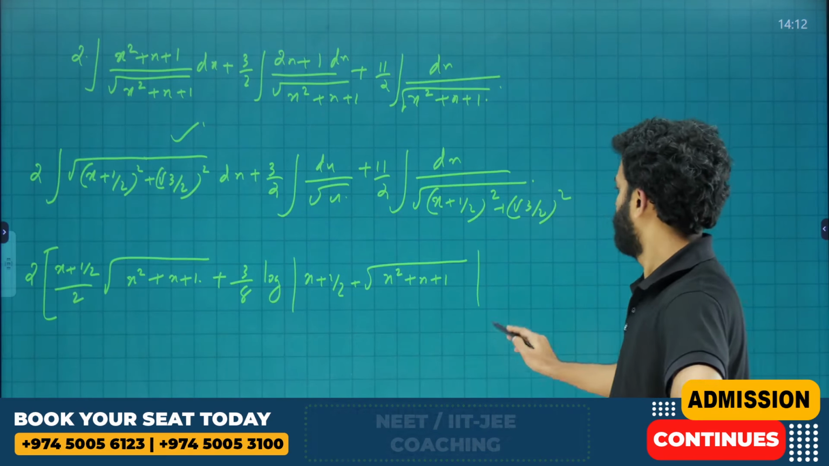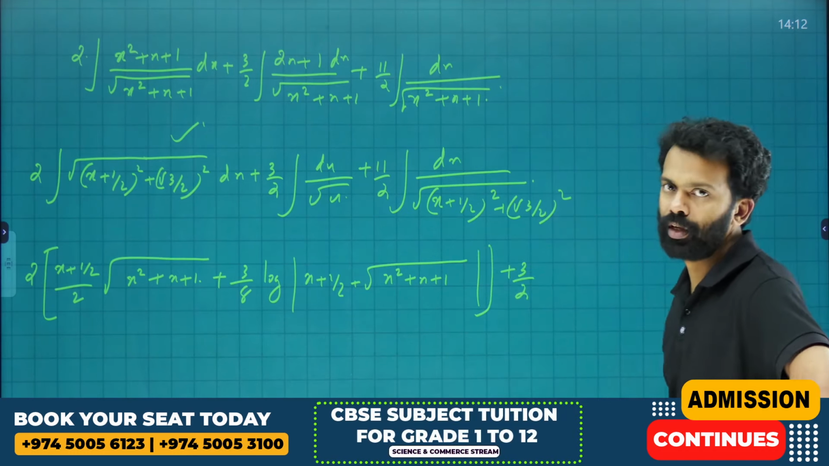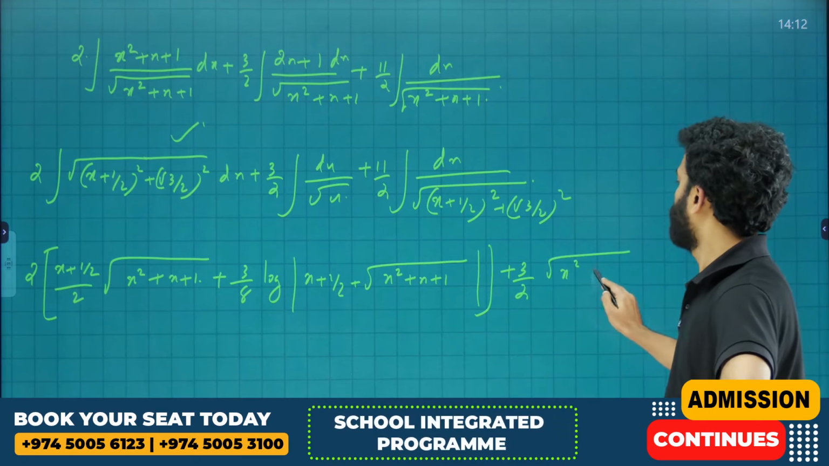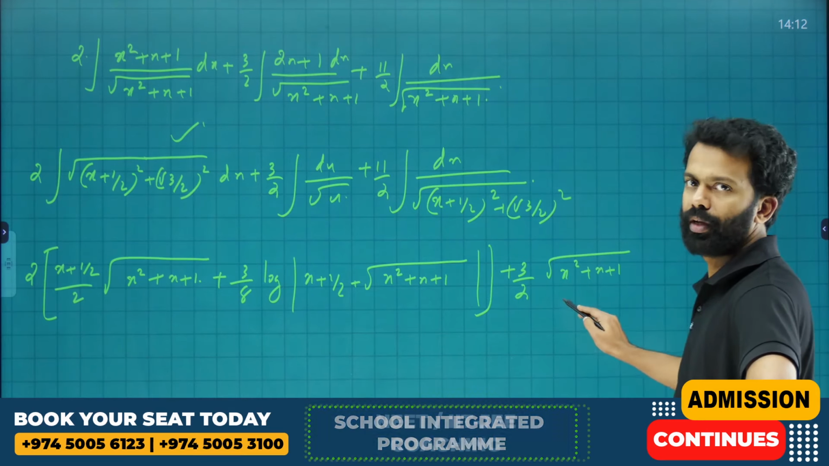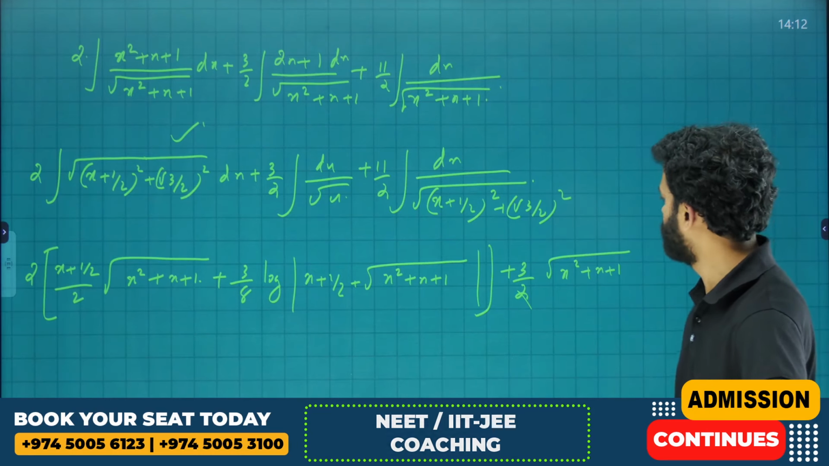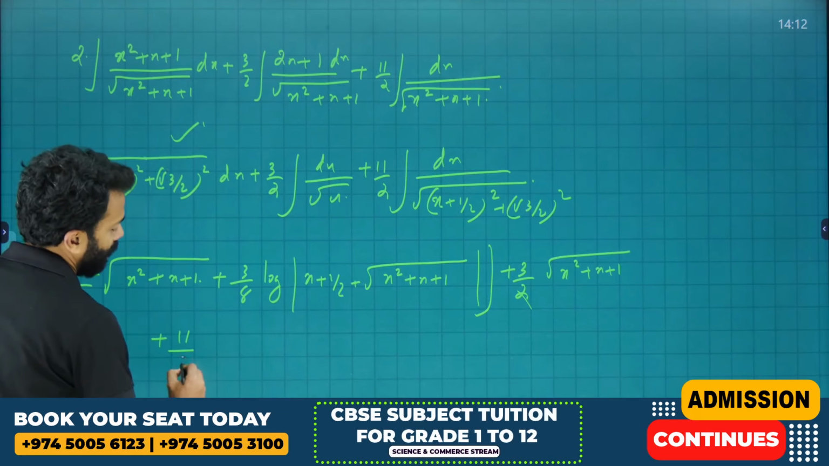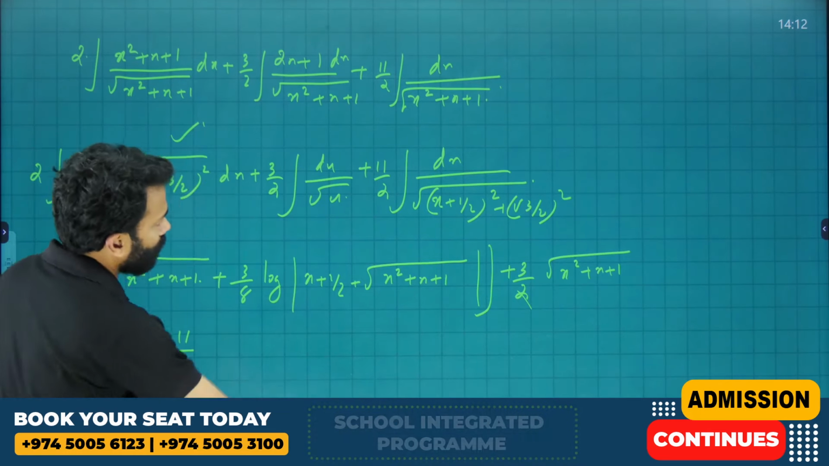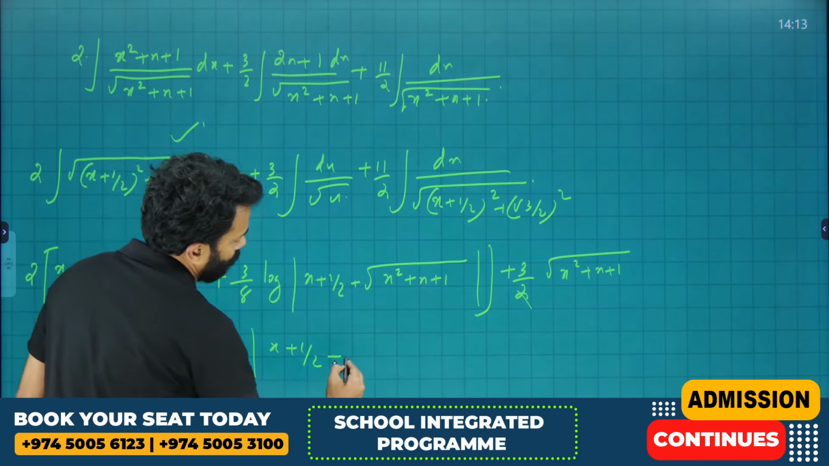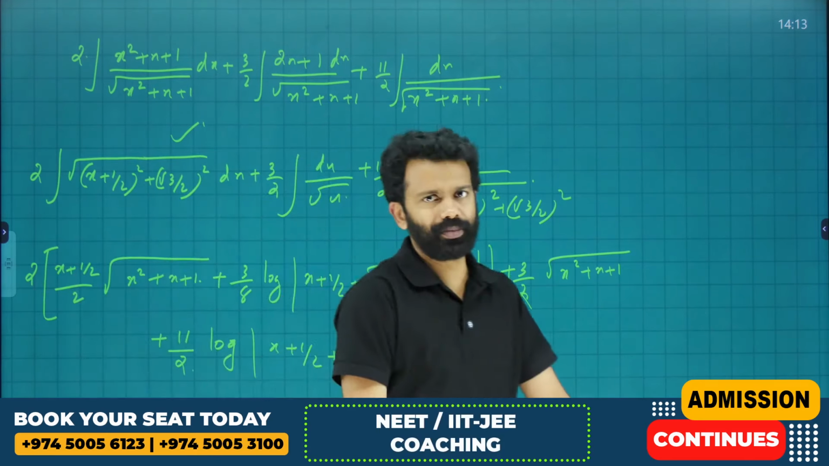Okay, that's done. And plus 3 by 2 into, what is the integral of this one? U raised to minus 1 by 2, that will be root u, that is root of x square plus x plus 1 divided by, what is that? Divided by 1 by 2, this and this will cancel. Okay, that is 3 into will be like this. And plus, it's not done, plus it will be 11 by 2 into, what is the integral of this one? Log mod x plus 1 by 2 plus root of x square plus x plus 1. Okay, that's it. The integral is done.